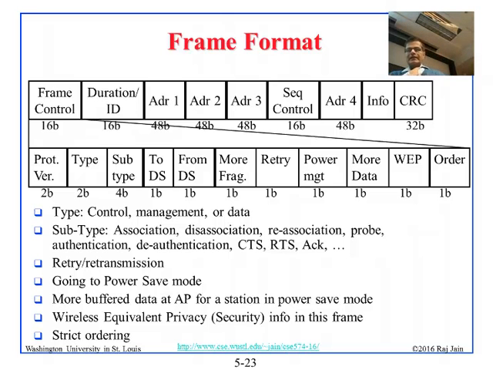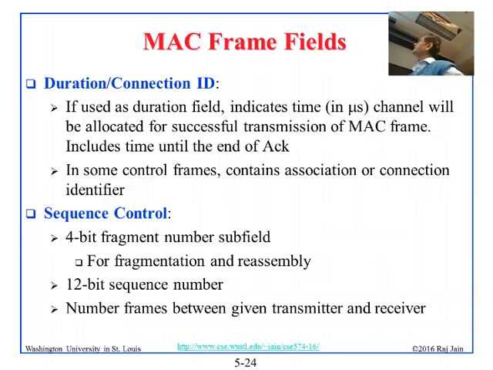All right. So, back to this duration versus connection ID. There is this duration or ID field. If used as a duration field, it indicates the time in microseconds. So, it is absolute time, not bits or anything like that. So, whether you are at 55 megabits, 100 megabits, or 1 gigabit, the time is in microseconds. Generally, we have credit for successful transmission of the MAC frame, and that is it. We already talked a lot about duration, so I won't say any more. But in some control frames, it contains the association connection ID. So if you're reassociating, for example, you put the connection ID.